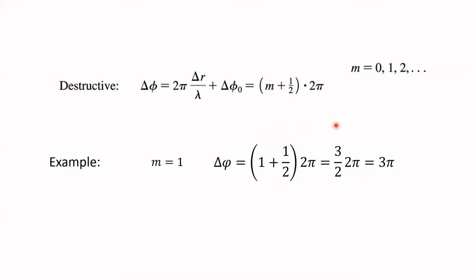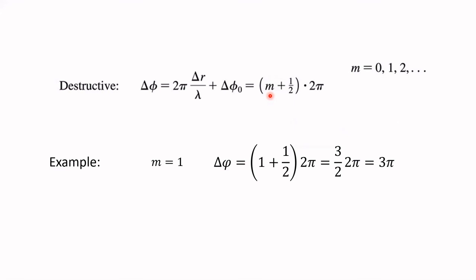So in case this isn't obvious, let me just walk you through this. If you plug in m equals 0, you get 1/2 of 2 pi, which is pi. If you plug in m equals 1, you get 3 halves of 2 pi, which is 3 pi. If you plug in m equals 2, you get 2 plus a half. That's 5 halves times 2 pi, which is 5 pi. Right? So plug in any integer, and you're just going to get an odd multiple of pi. That's the easy way to remember it.